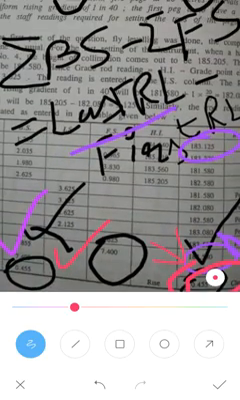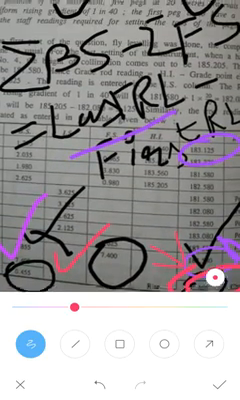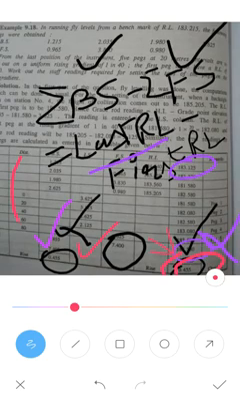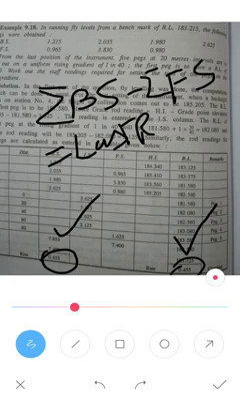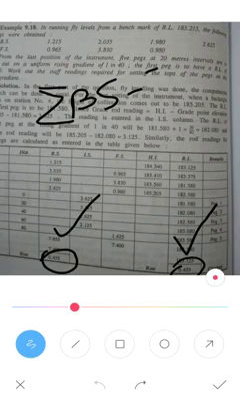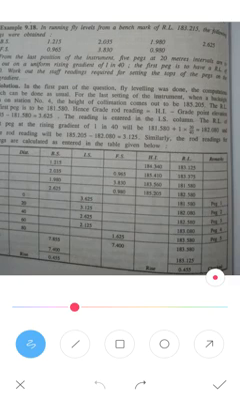So this method of calculating, whatever I'm showing, is called the HI method. This method is called the HI method. Next, I'll solve problems on the rise and fall method.